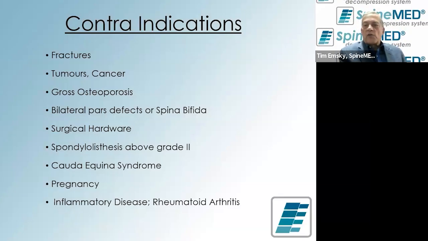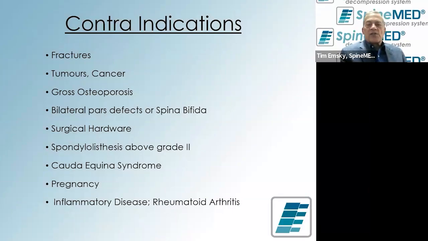Spondylolisthesis, you can treat a full grade 2, but I would start with a little bit lower tension rather than 10%, maybe 8%, 7%. And just be a little more cautious with those patients. And we have treated full grade 2 without any problems. Cauda equina syndrome, of course, is a contraindication. Pregnancy, more due to liability than anything else.